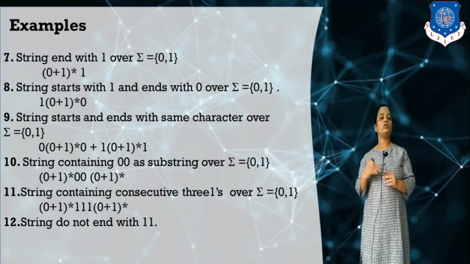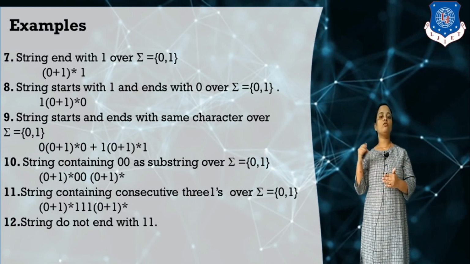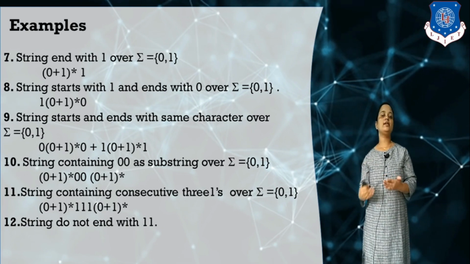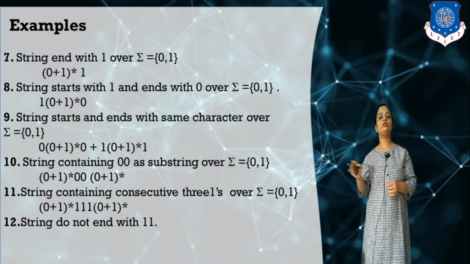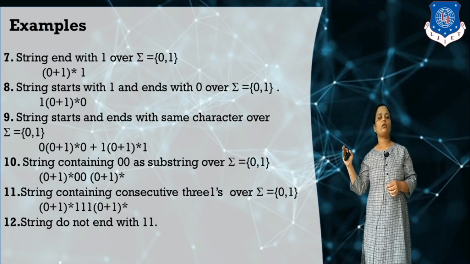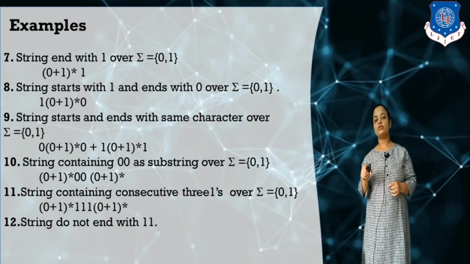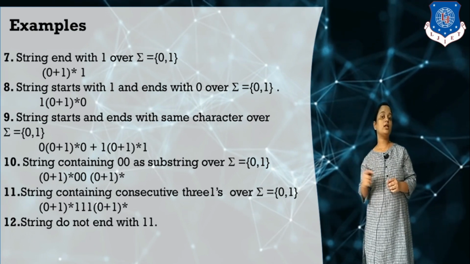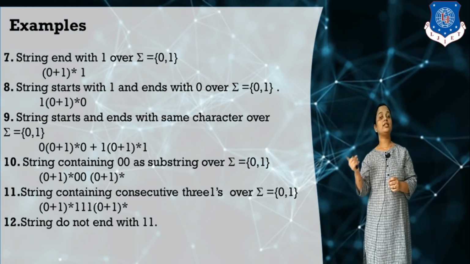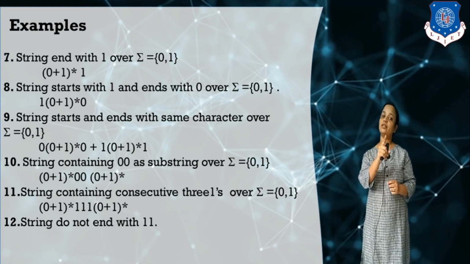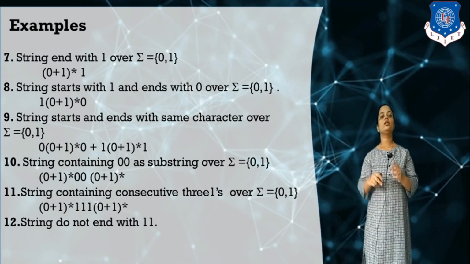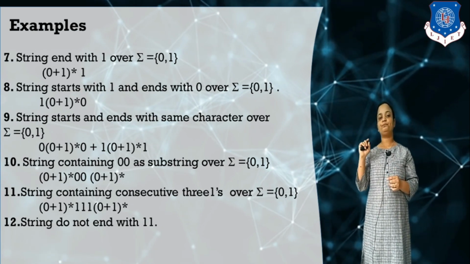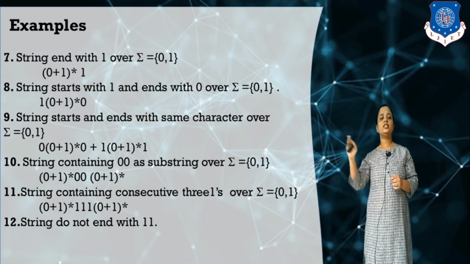Now move on to length 2. What kind of strings are generated from this alphabet 0 1? Length 2: 00, 10, 01, 11. So 00 is allowed. Yes. 10 is allowed? Yes. 01 is allowed? Yes. 11 is allowed? No, because it ends with double 1, and they have said not to end with double 1. Now length 3: 000, 001, 010, likewise.